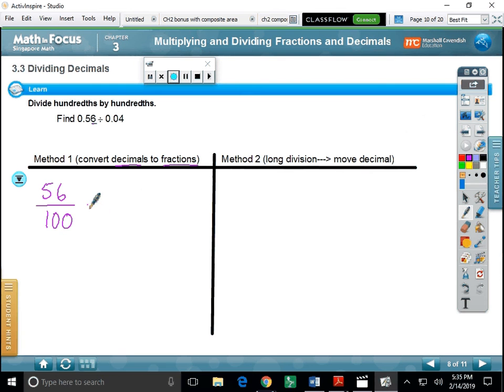Next it says let's divide, so let's go ahead and record that division symbol. But it says let's divide by this decimal. Well, what place value is that 4 in? It's in the hundredths. This is divided by 4 hundredths.